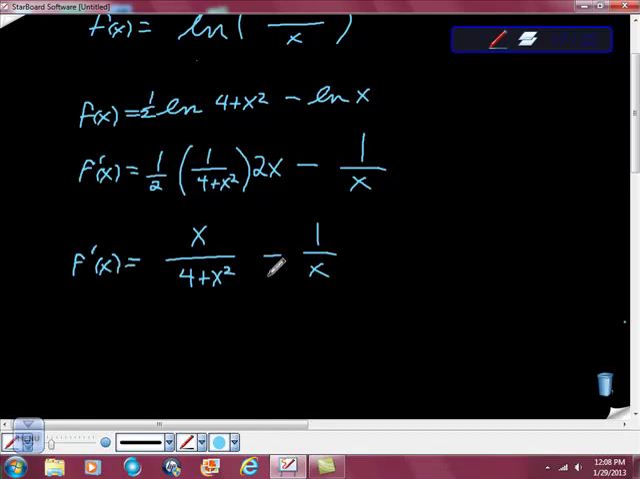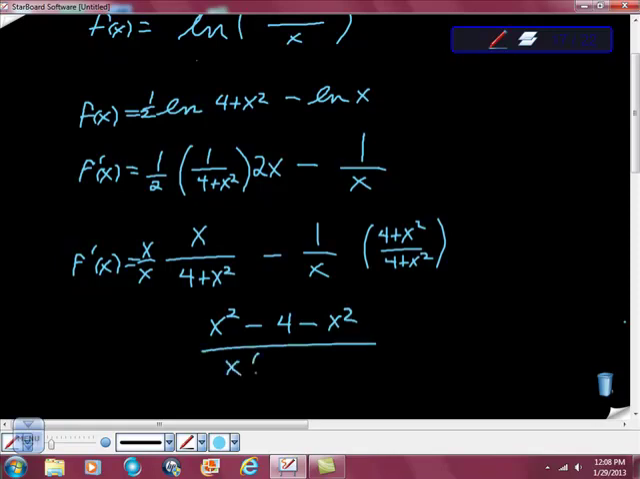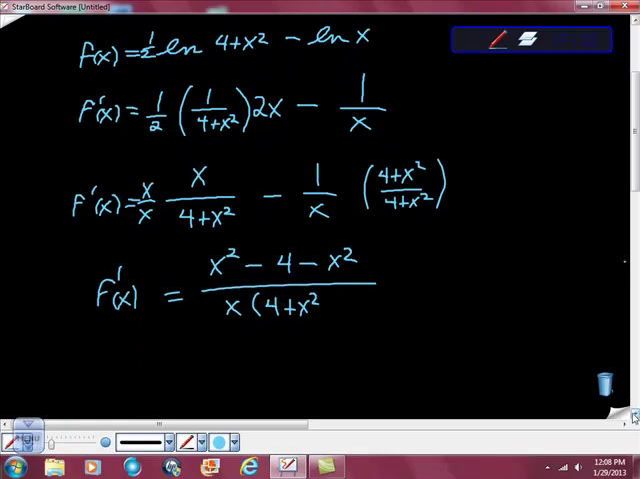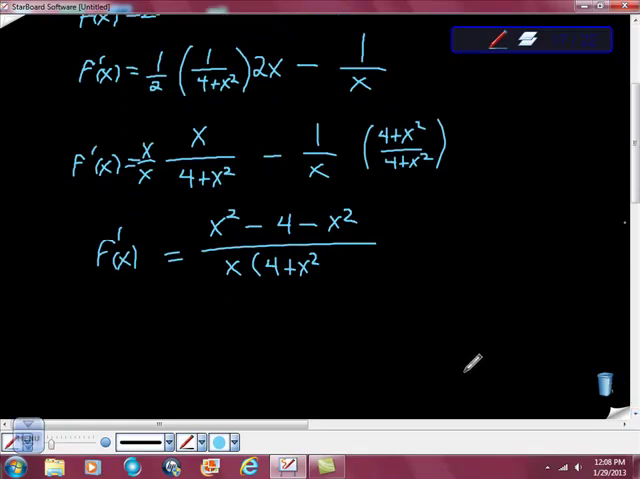Cleaning up the algebra now. I'm going to multiply this side over here by (4 plus x squared) over (4 plus x squared). This side over here, I'm going to multiply this by x over x, right? So here we get x squared minus 4 minus x squared, all over x times (4 plus x squared), equal to f prime at x. Now what? The x squareds cancel.